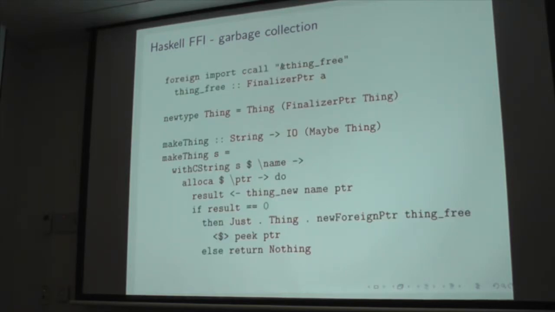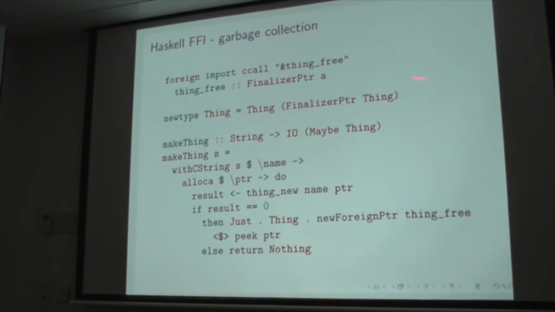So if we modify the example from a couple of slides back to deal with a foreign pointer rather than the raw pointers, then when we no longer need the thing that we constructed, the Haskell runtime can free that memory on your behalf. We import the finalizer pointer with foreign import ccall, address of, that's what this ampersand means, the address of the free function, and its type is FinalizerPtr A. Our newtype changes to newtype Thing is Thing, ForeignPtr Thing. Previously it was just Ptr Thing.